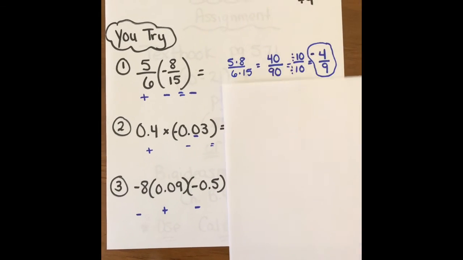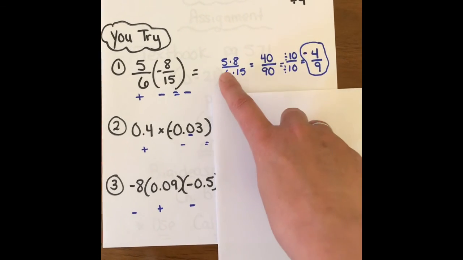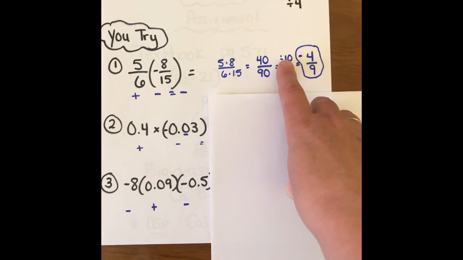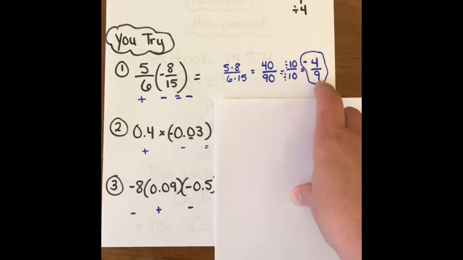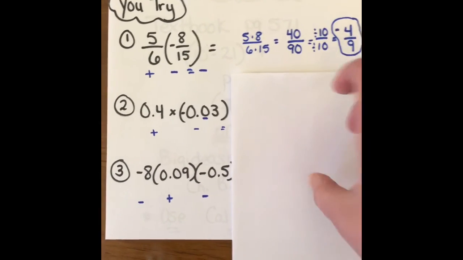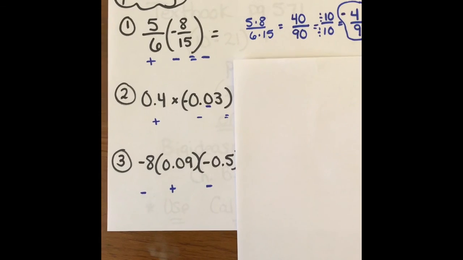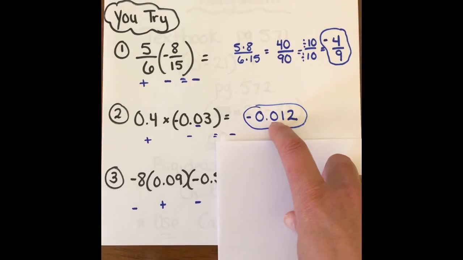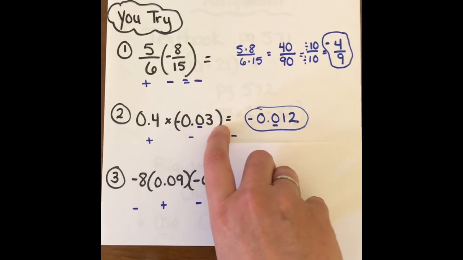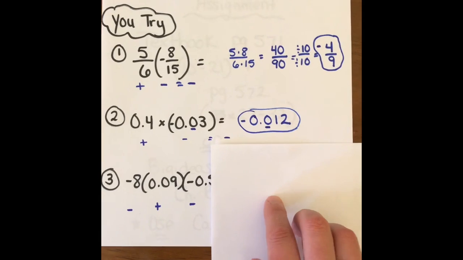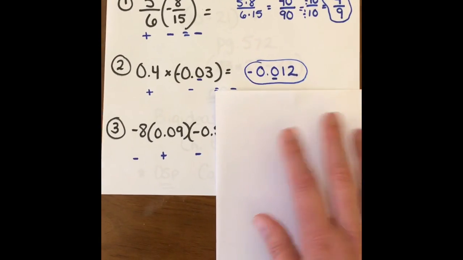So the first one, if you multiply, you're going to get 5 times 8, 6 times 15. I got 40 over 90 divided by 10 on top and bottom. Got 4/9, and my answer needs to be negative, so it is a negative 4/9. This one, we get negative 0.012. 4 times 3 is 12, and I have that extra 0 in there, so the answer is negative.